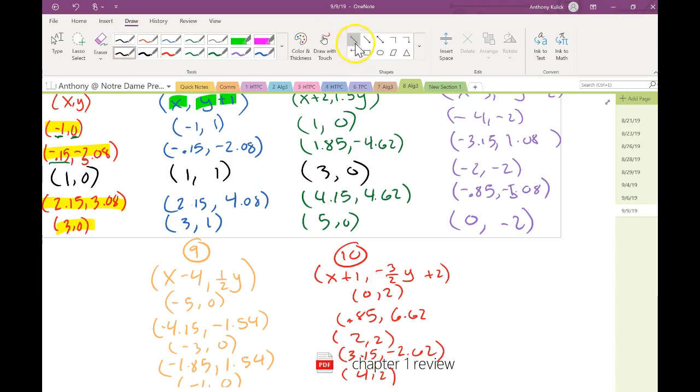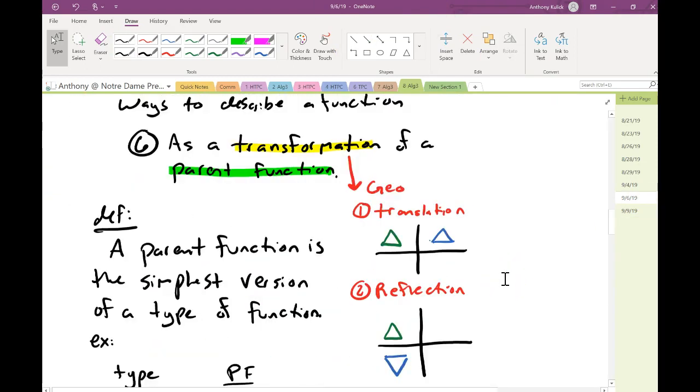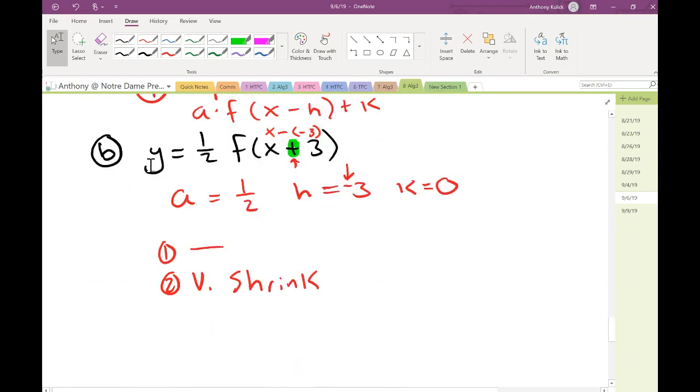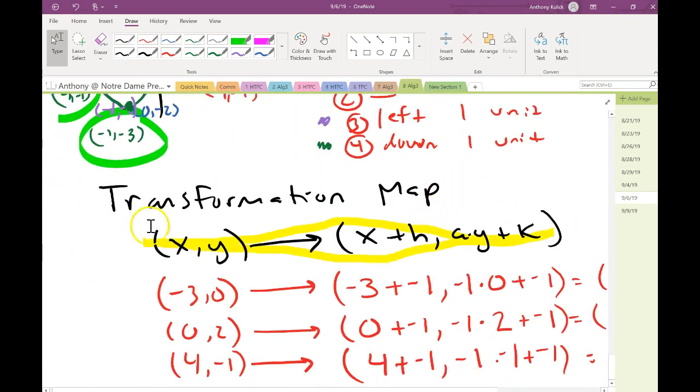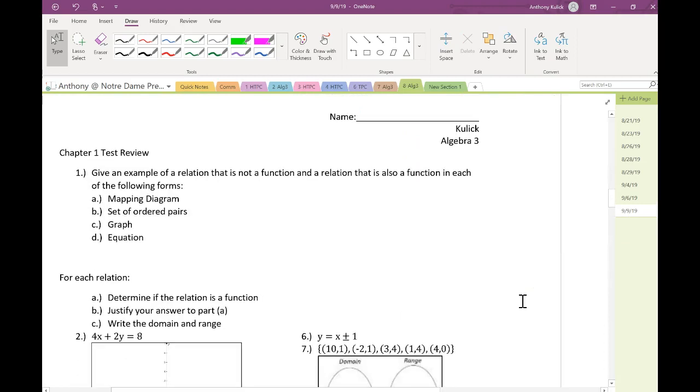So you saw, again, from the last lecture, the two big important pieces that we used over and over again was this list of 4 criteria to decide what the A, H, and K did. And then this transformation map as an easy way to generate the transformed points of a function. So those were the two big pieces there. Yes, Justin. Of course.